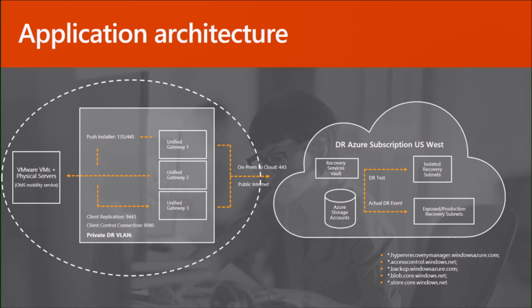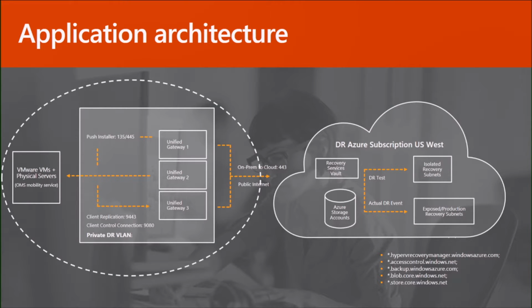A couple of things that we have done to customize this design in our case for Accenture. In our on-premises location, we have created a dedicated disaster recovery network. Every server that comes into scope for disaster recovery gets a dedicated NIC, and all the traffic that travels from the source server to the gateway travels over that dedicated network.